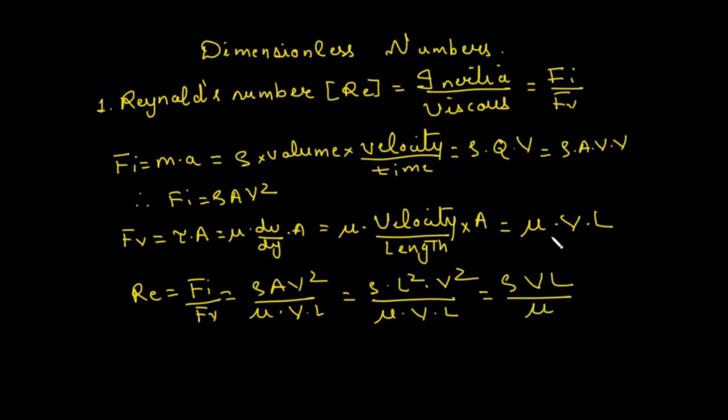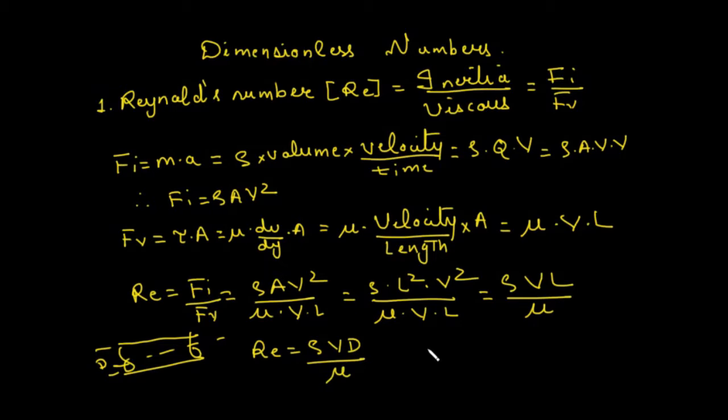Now if we want to calculate the Reynolds number of a pipe, so let us say this is a pipe, and let us say d is the diameter of the pipe, then the characteristic length of the problem will be the diameter of the pipe. So the formula for Reynolds number for a pipe flow will be Re is equal to rho Vd upon mu. So d is nothing but the diameter of the pipe.